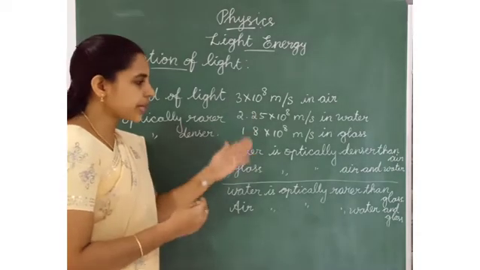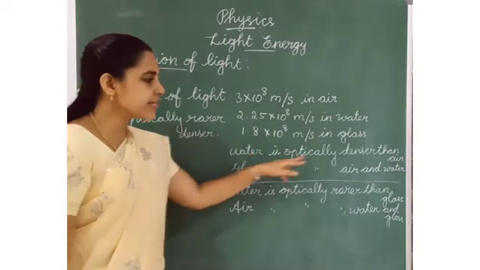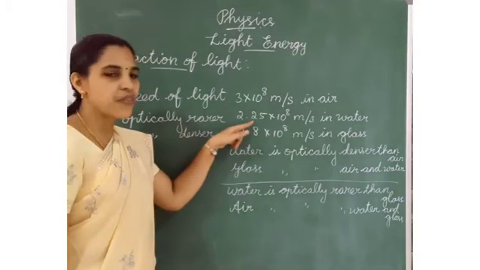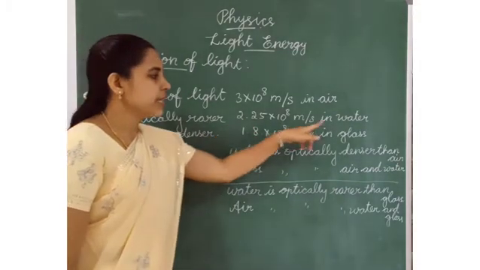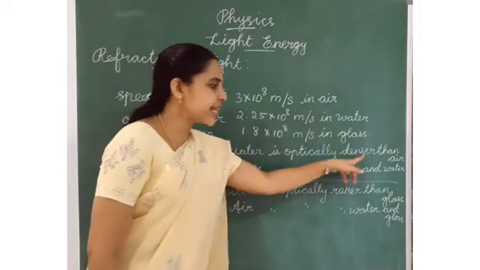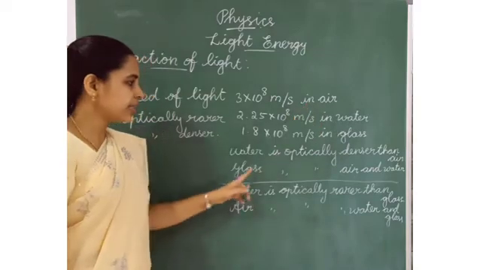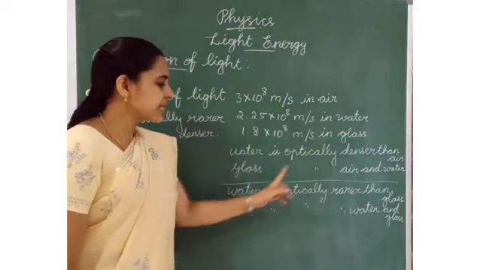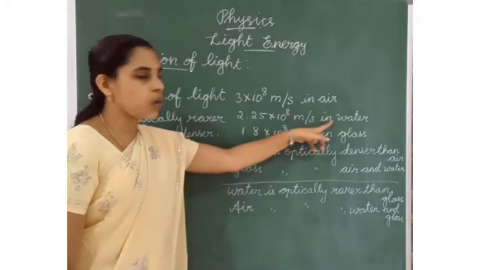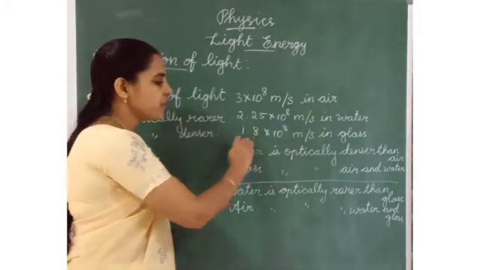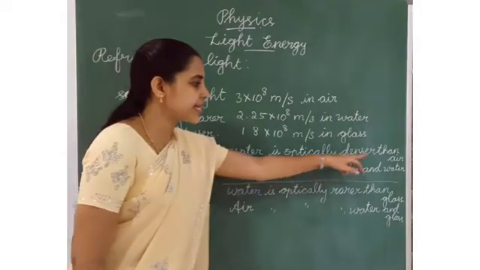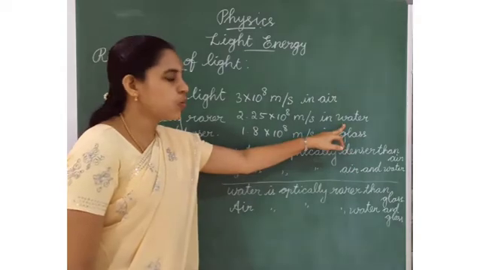So from here we will know that water is optically denser than air, because the value is less in water. Then the glass: yes, glass is optically denser than air and water. The value is very less, so glass is optically denser than air and water.